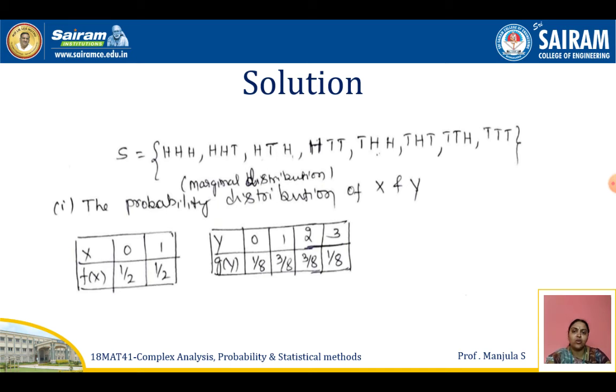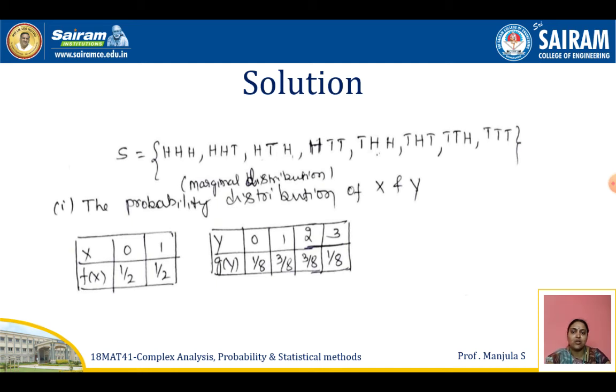So first we'll find out the probability distribution, which is nothing but the marginal distribution we have to find out for this x and y. So first we'll find out x. So x means what here? 0 and 1 only, because x equals 0 is nothing but in the first toss head has to come. You just observe the sample space. How many times does head come in the first toss? 1, 2, 3, 4. I think the first 4 outcomes come under x equals 0. So 4 divided by 8 is nothing but 1 by 2.